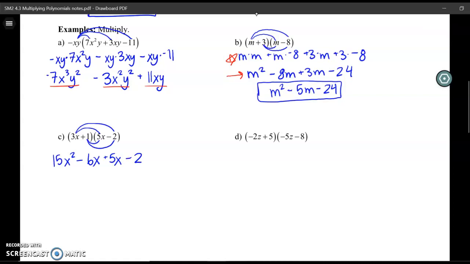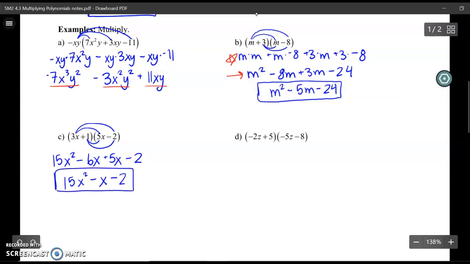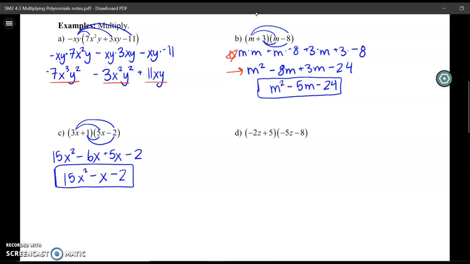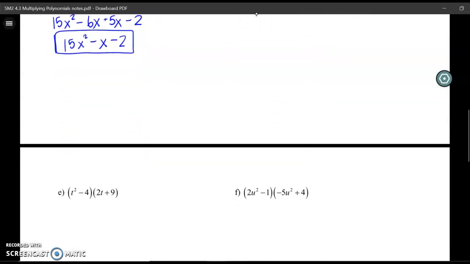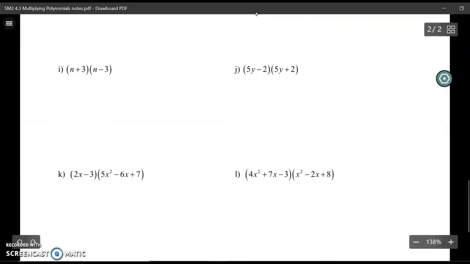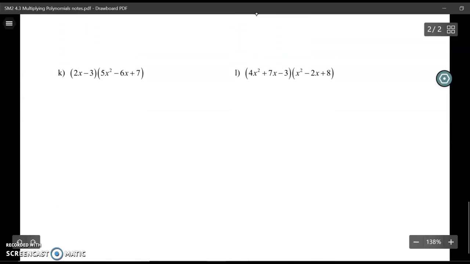Okay. So now I've distributed everything. Now I've got to combine like terms. So I have 15x squared minus just 1x, because negative 6x plus 5x would just be negative 1x, and then minus 2. So that's going to be my final answer. Note again that this one is already in standard form because I'm starting with the biggest exponents and then going down. Okay. I'm going to let you guys work through most of these other examples by yourself. I'm going to jump to the end and work through some trickier ones with you guys.